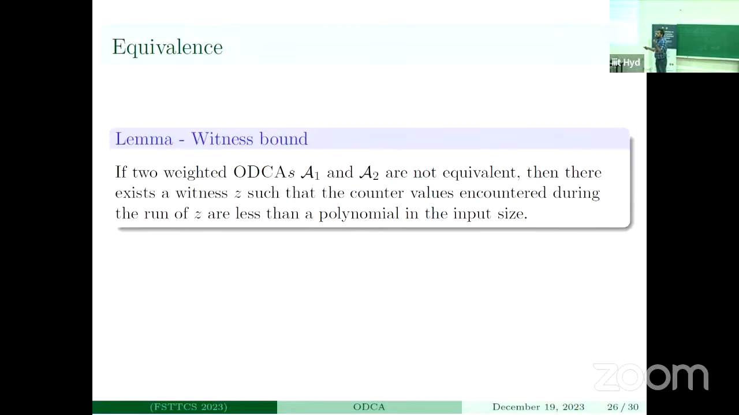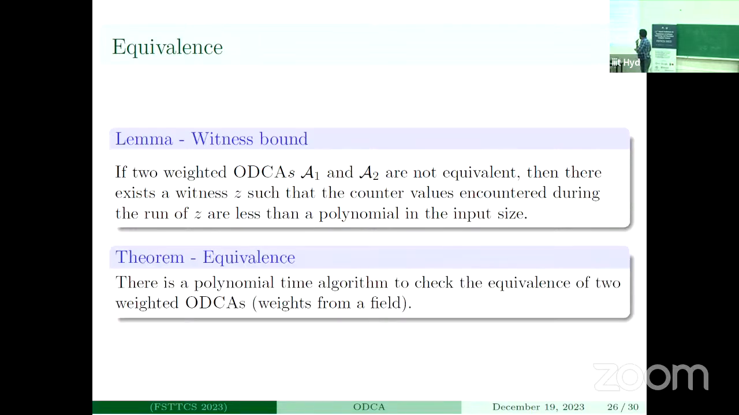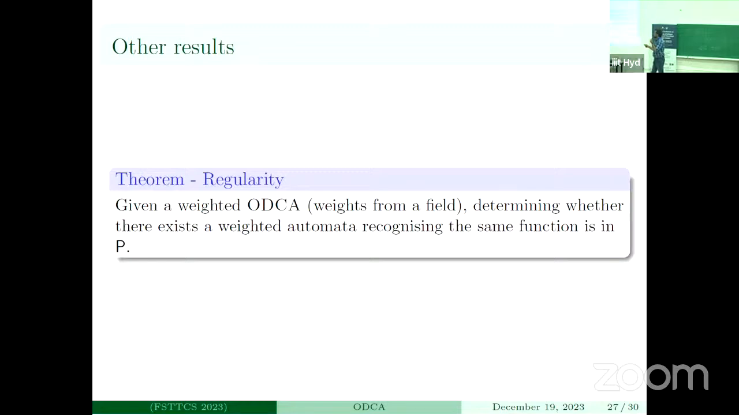So how is it done? Basically, the idea is that you bound the maximum counter value encountered during the run of the minimal witness, which distinguishes these two machines, and you just then construct a weighted automaton to check the non-equivalence. And this can be done in polynomial time if the weights are from a field. So another result is regularity. This is the problem of determining whether a given weighted ODCA is equivalent to a weighted automaton recognizing the same function. So regularity is also in P is another result.